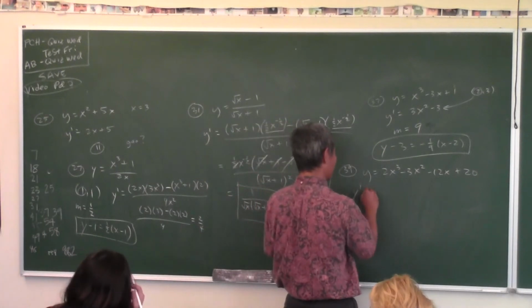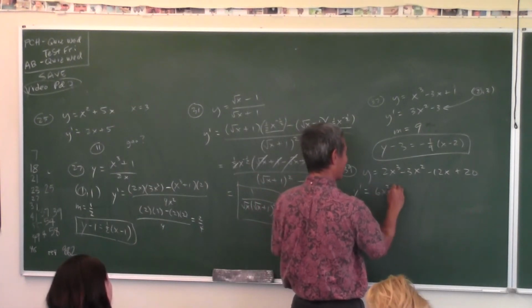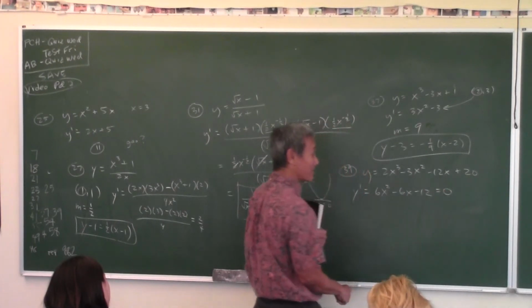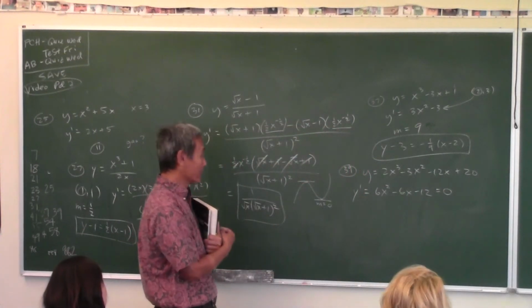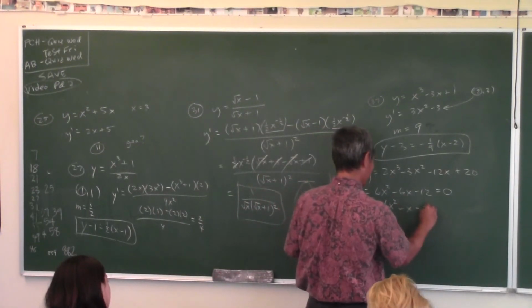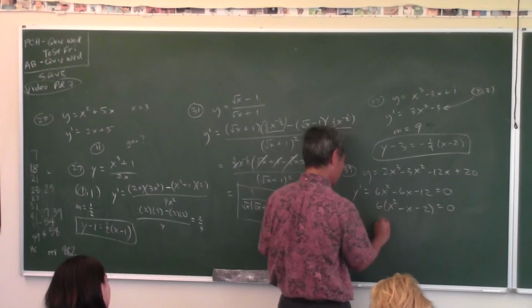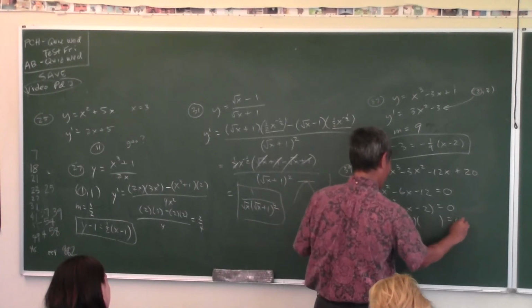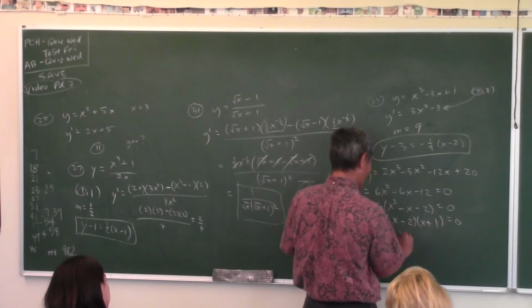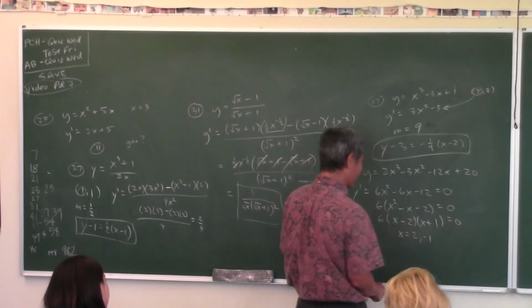So this derivative is 6x squared minus 6x minus 12. When is that equal to 0? Well, you need to solve that equation. I would factor out a 6. But that's just me. Some of you like the big numbers, eh? So 6 times (x minus 2)(x plus 1). So x equals either 2 or negative 1.